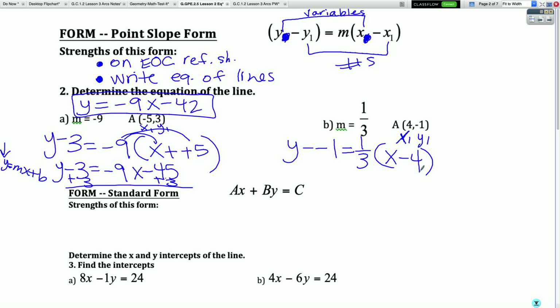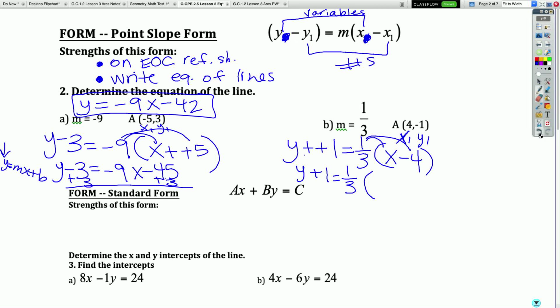Yes. So we have to distribute that 1/3. So what happens over here when I subtract a negative? So I have y plus 1 equals 1/3. And then, whoops, sorry, we're distributing that. So 1/3 x minus, we're working with fractions here, so how do we multiply fractions? Don't we cross multiply by 1 and then divide by 3? Multiply by 1 and divide by 3, that works. We're also just multiplying straight across.